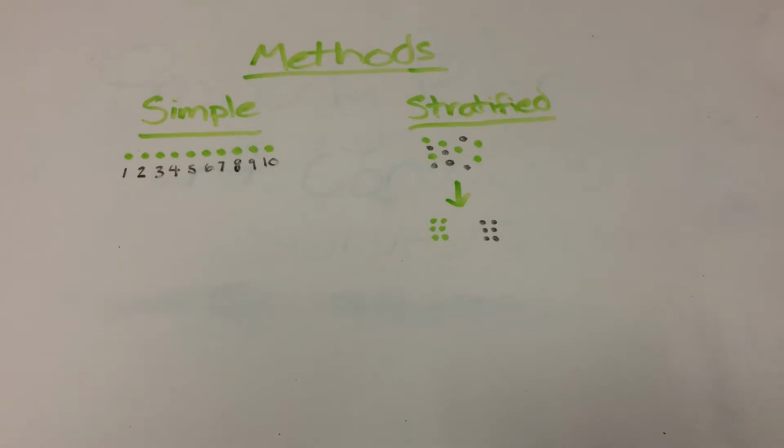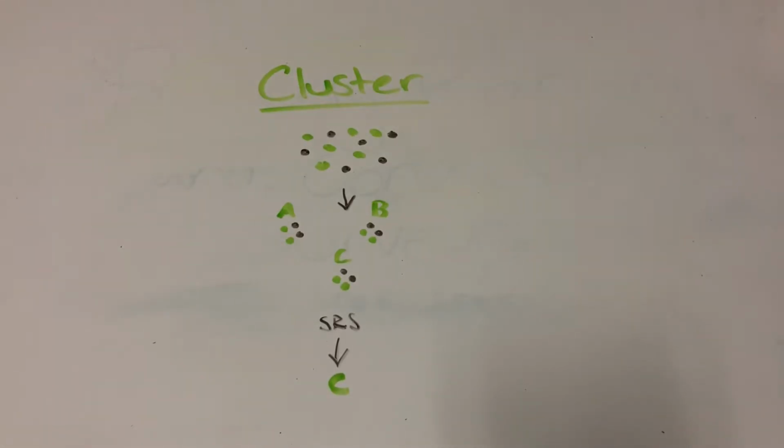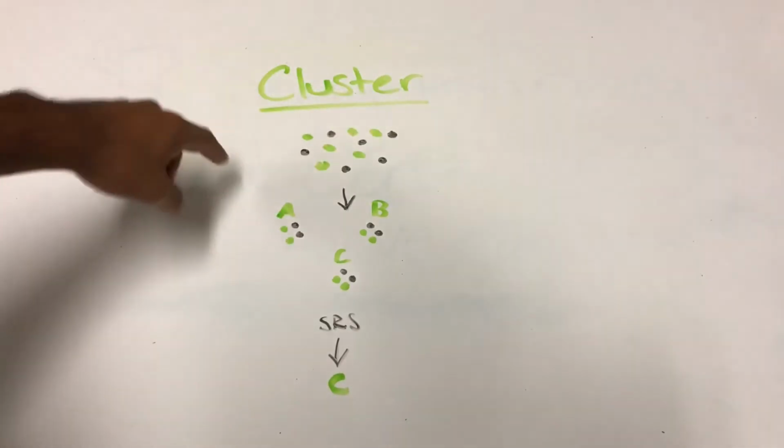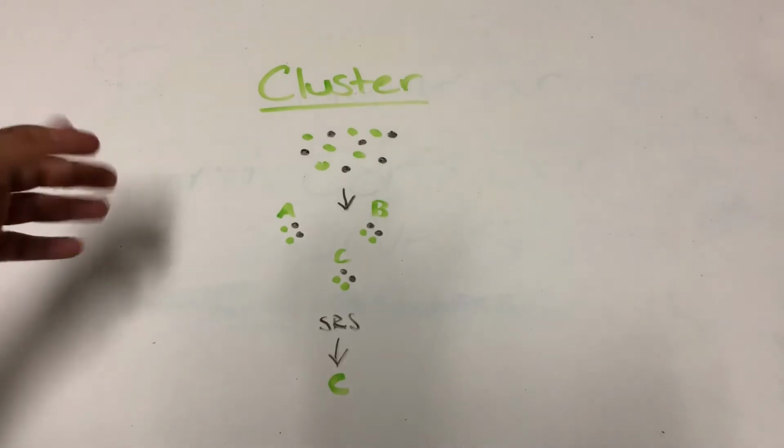chosen from each group. So the cluster method is accomplished by dividing the population into groups representative of the population so that the groups are internally heterogeneous while the groups themselves are homogeneous. A random sample of the clusters is taken to choose a certain number of the clusters to participate in the sample. So here we're using a similar example with dots, but we'll think about it in terms of a school and each dot representing a classroom.